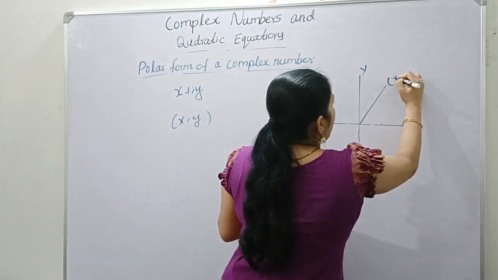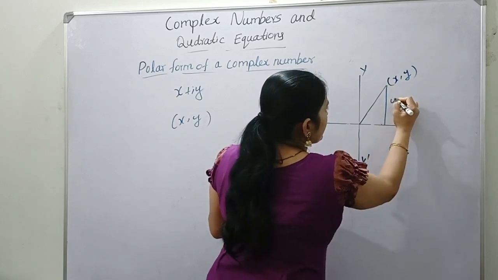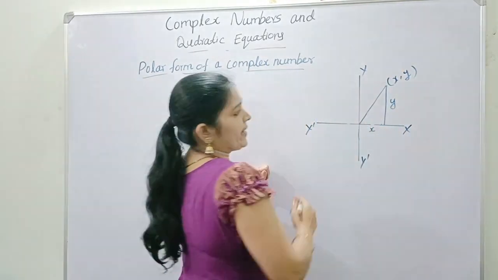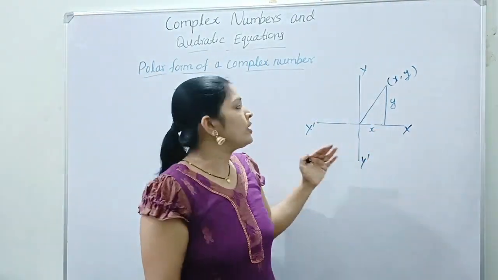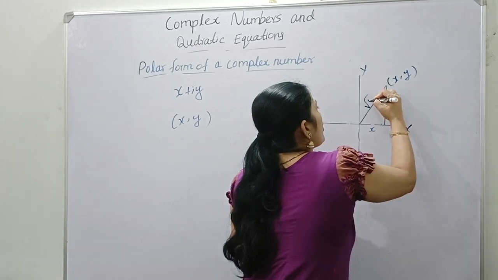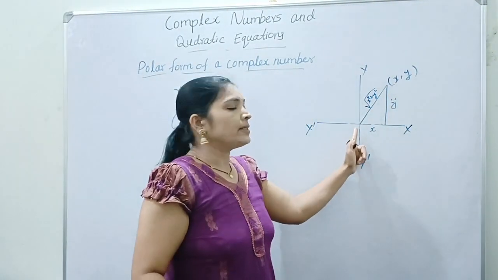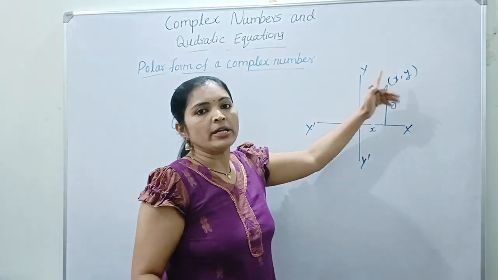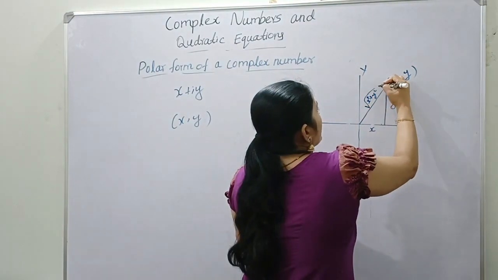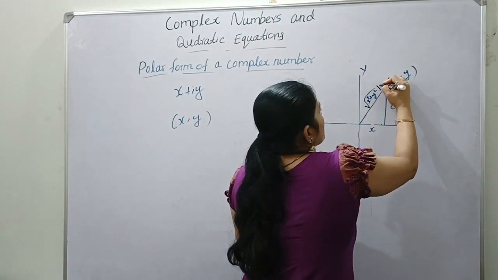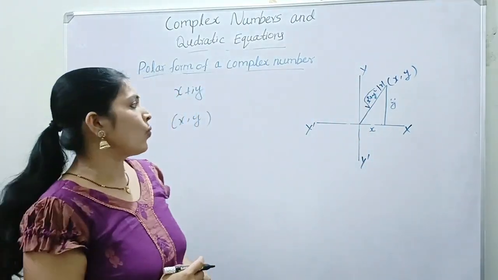It is the point (x, y), so this distance is nothing but y and this one is x. Since it is a right angle triangle, by Pythagoras theorem, it is nothing but the square root of x square plus y square, isn't it? It is nothing but the distance from the origin to the point, therefore it is the modulus, r. That is, if it is r, it is called the modulus, which is the square root of x square plus y square.